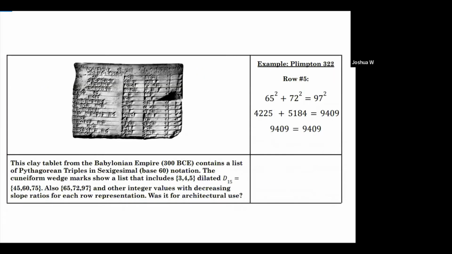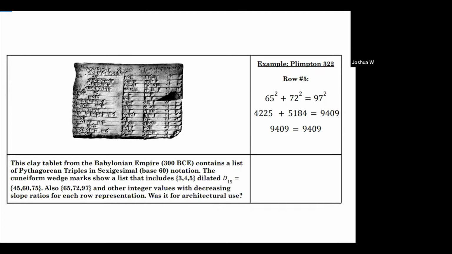Here's a picture of a very old clay tablet. This clay tablet is from the Babylonian Empire, 300 years before the Common Era, and has a list of Pythagorean triples in their sexagesimal base 60 number system. The cuneiform wedge marks show a list that includes the triangle 3, 4, 5, 15 times larger. It's listed in those cuneiform marks as 45, 60, 75. Also present is a 65, 72, 97 right triangle, and other ones with integer values with decreasing slope ratios for each row representation.